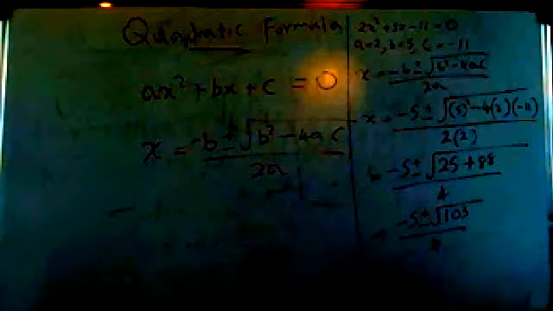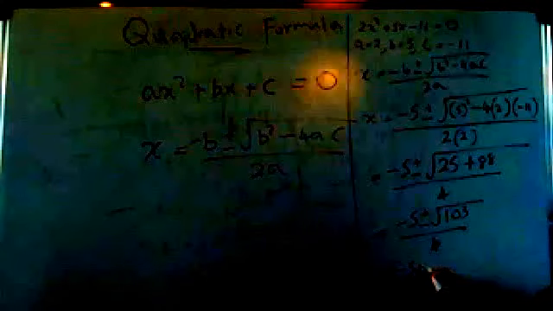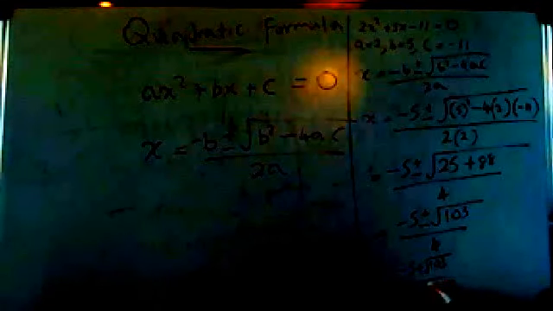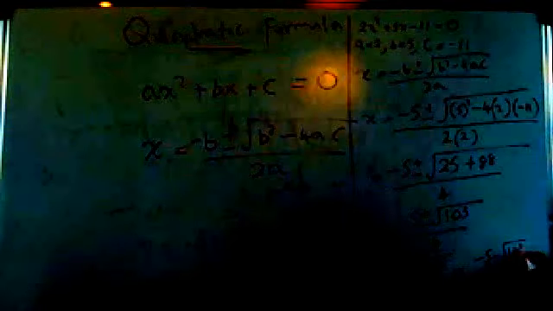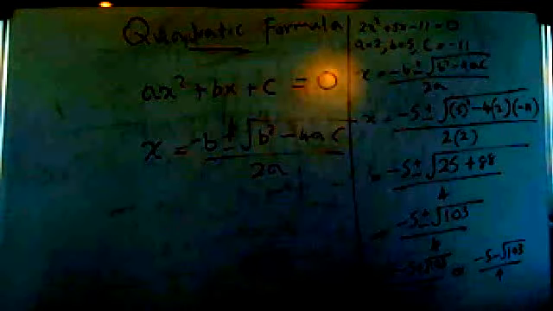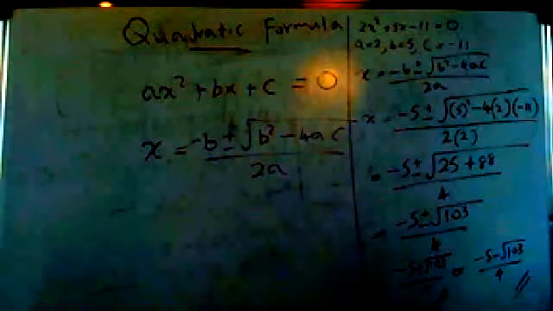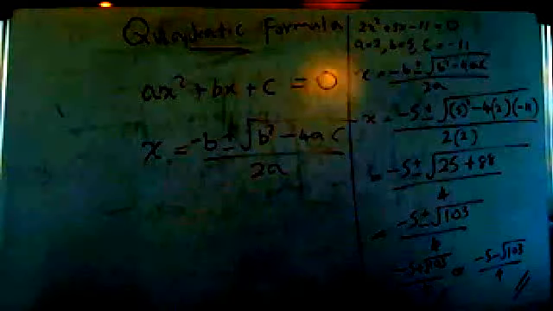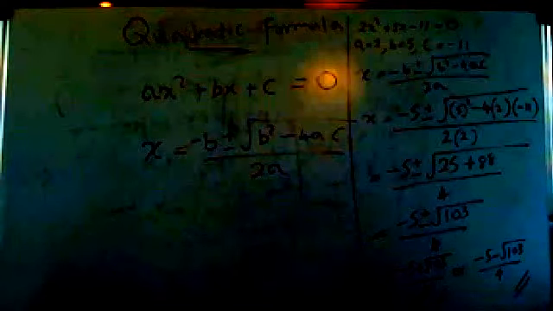So that's my answer. If you want, you can write them separately, the plus version and the minus version. So minus 5 plus root 103 over 4, or minus 5 minus root 103 over 4. And those are the individual solutions. If they ask for the answer in decimals, you could easily put this into a calculator and write it to 2 decimals or 1 decimal or 3 decimals or whatever they ask for. Okay, so this is using the quadratic formula.